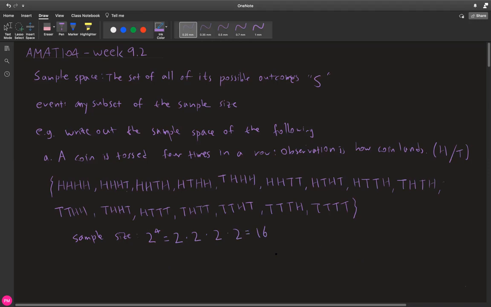So when it comes to writing out the entire sample space, it's possible that we may miss one or two outcomes because we may lose track. It's always nice to check the sample size and count how many there are. And I think I got everything here.